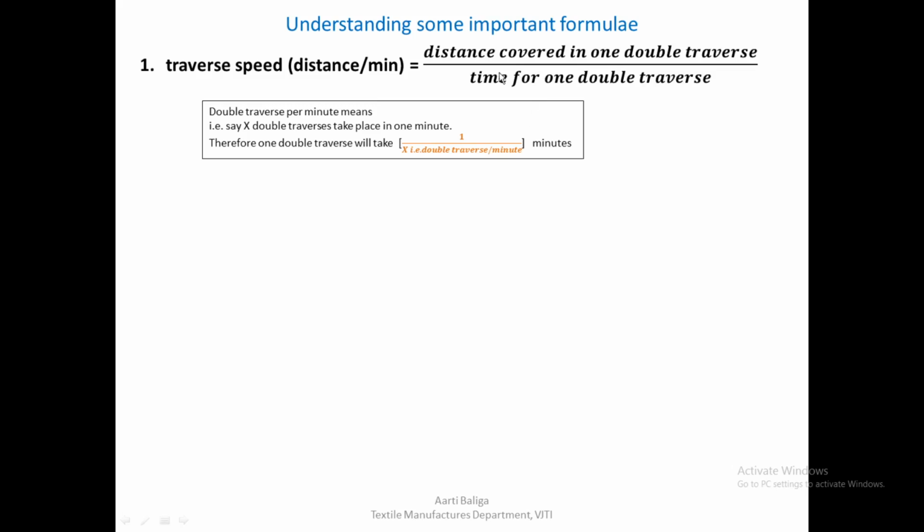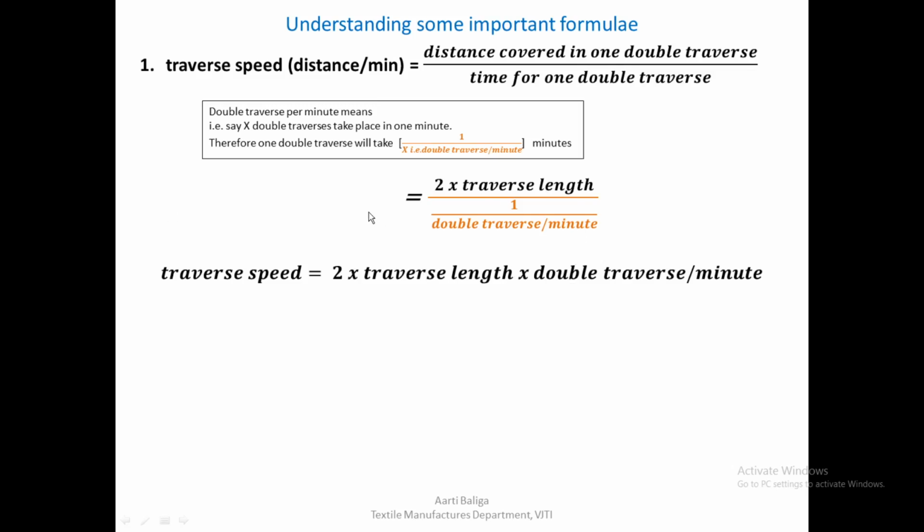So replacing in the above formula with this particular formula that we have just understood, the new equation becomes distance covered in one double traverse, which would be 2 into traverse length, divided by 1 upon double traverse per minute.